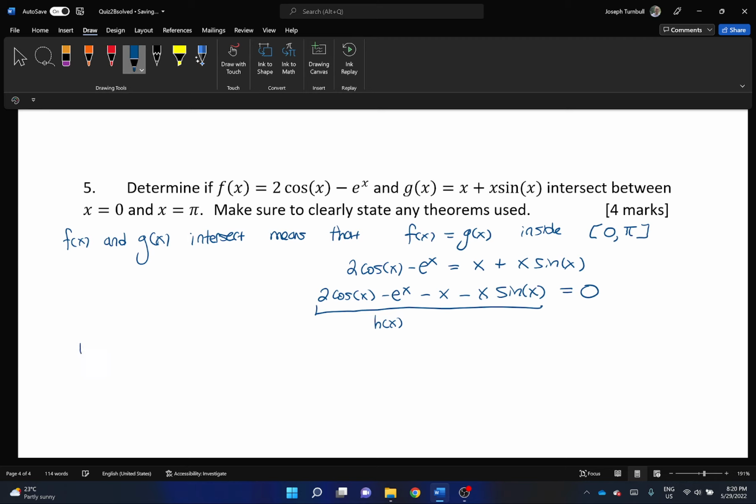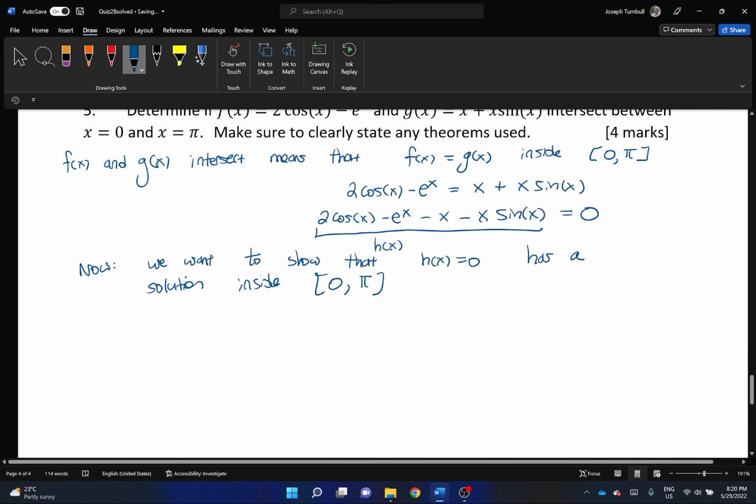And now we want to show that h of x equals 0 has a solution inside the interval from 0 to pi.